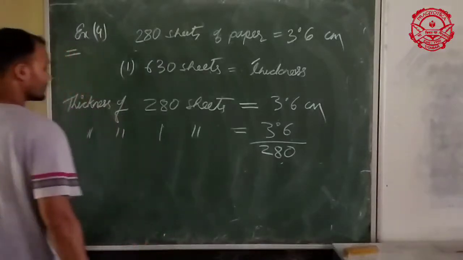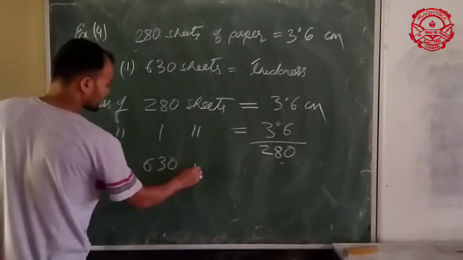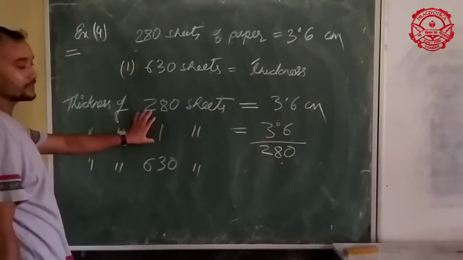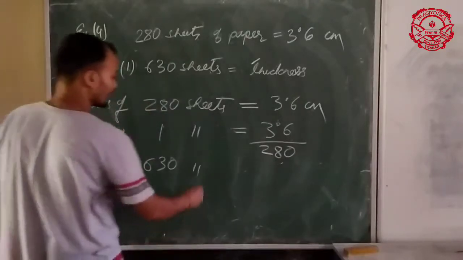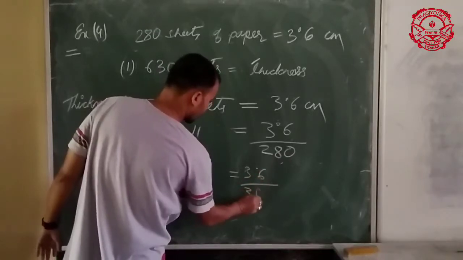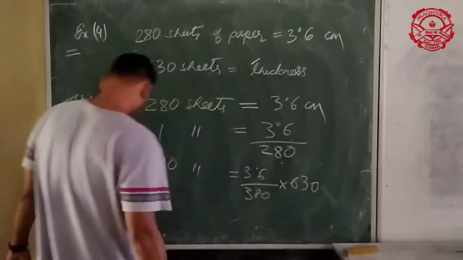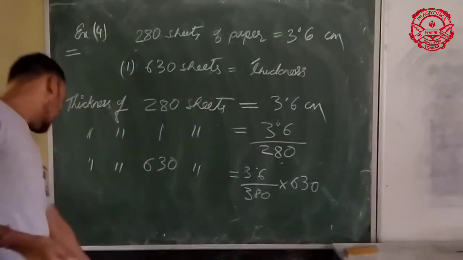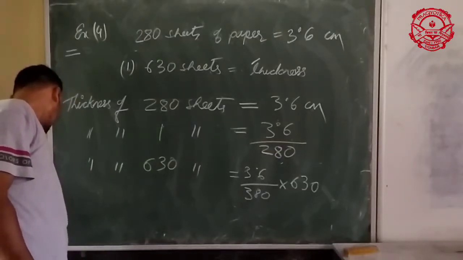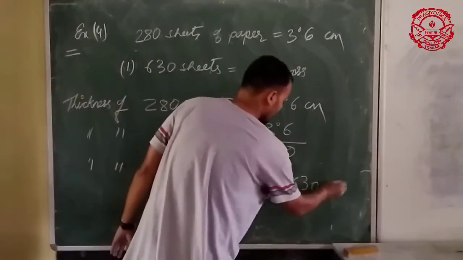Fine. Now thickness of 630. See, it is equal to 3.6 divided by 280 into 630. Once you are able to find the value of the unit quantity, then you can easily find this. The calculation part, the answer is given: 8.1 centimeter.